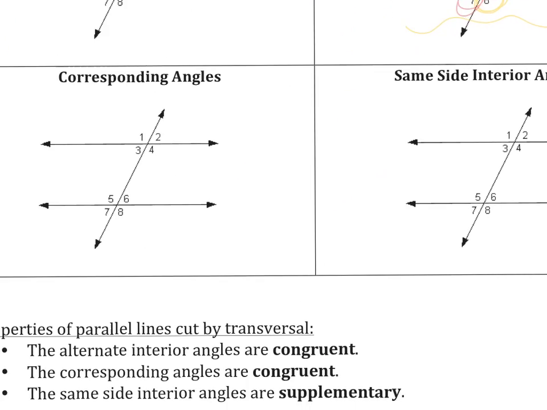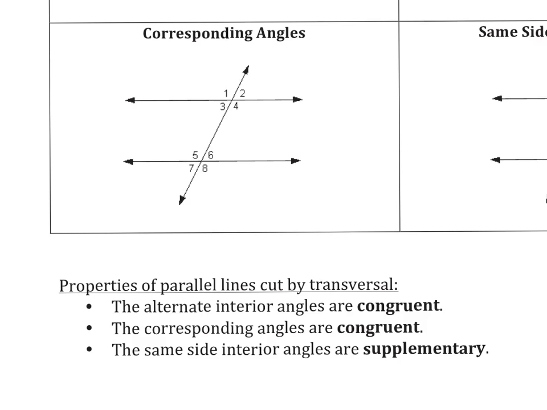Okay, moving right along. Corresponding angles. Corresponding angles are kind of interesting. They are angles that are in the same relative position. So if you look up here, I have angle 1 that is in fact on the top left. So angle 5 is also on the top left. If I was to look at another example, I might be looking at angle 2 in this case, which is on the top right, and it goes with angle 6, which is on the top right.